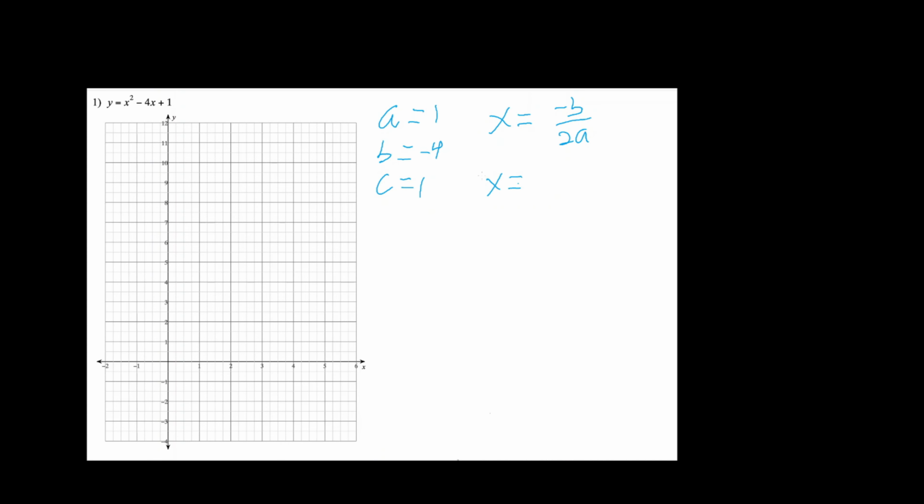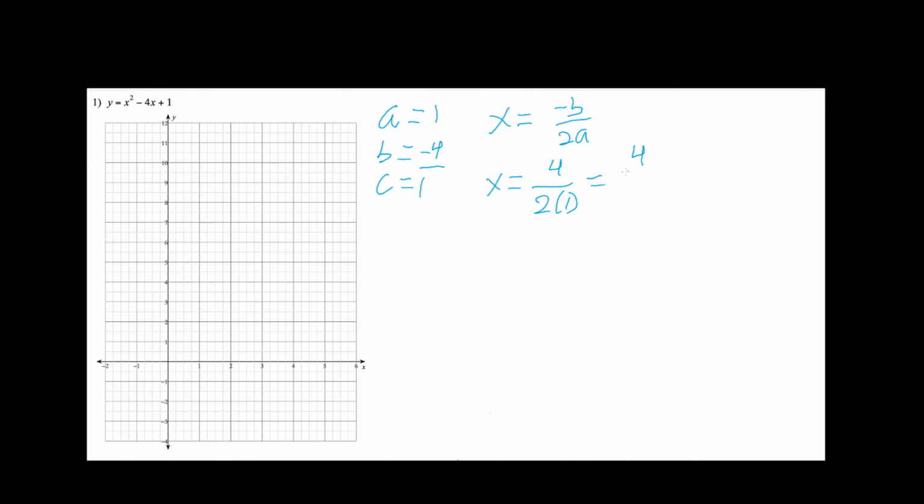So once we plug our numbers in here, we're going to end up with +4 over 2 times 1. Remember, whatever your b value is, when you plug it into your equation for your vertex, all you do is flip the sign. So I went from -4 and just made it +4 there. So we now have 4 over 2 times 1, which becomes 4 over 2. 4 over 2, we end up with x is equal to 2.